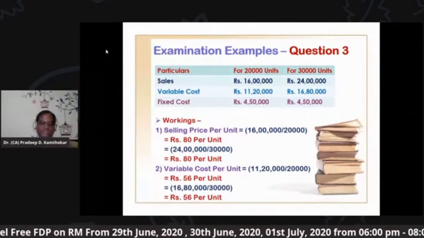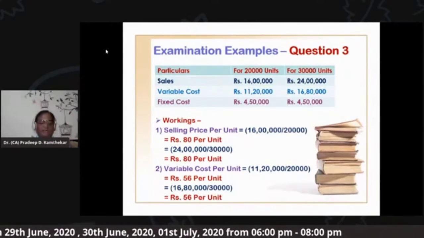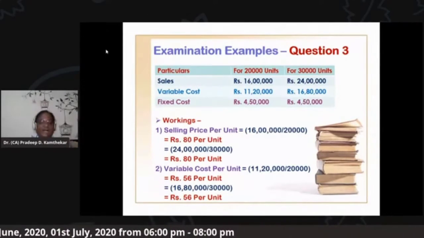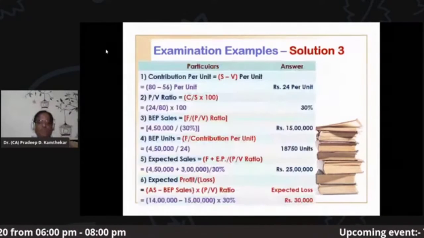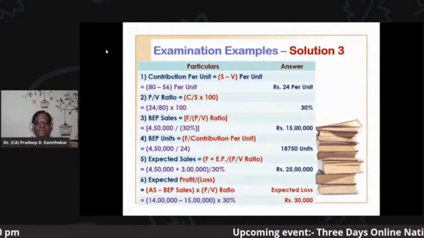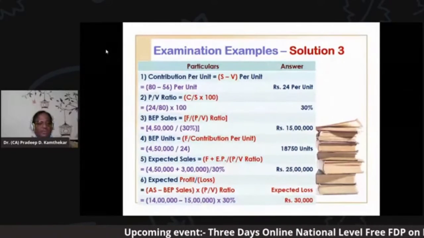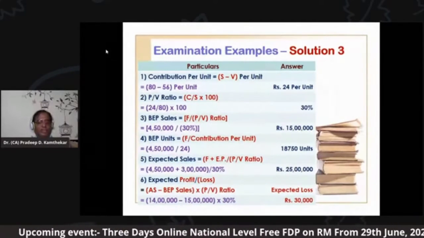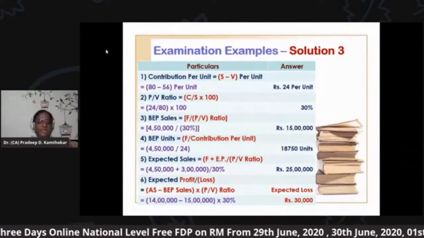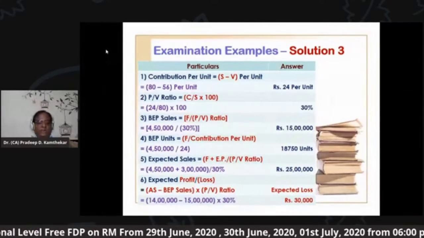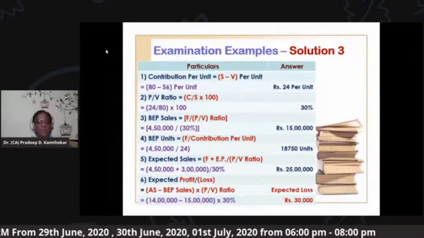Now we'll put this in the formulas and calculate the different answers. So contribution per unit, 80 minus 56, is 24 rupees per unit. PV ratio, contribution 24 divided by selling price 80, into 100, 30% is the PV ratio.